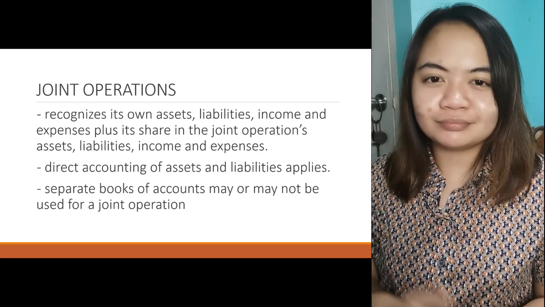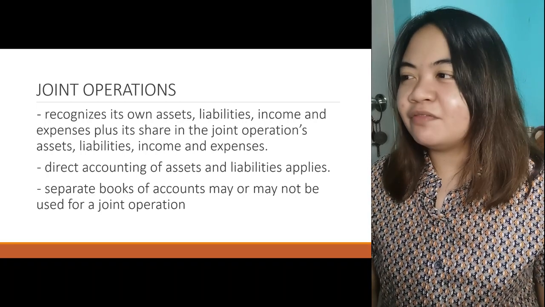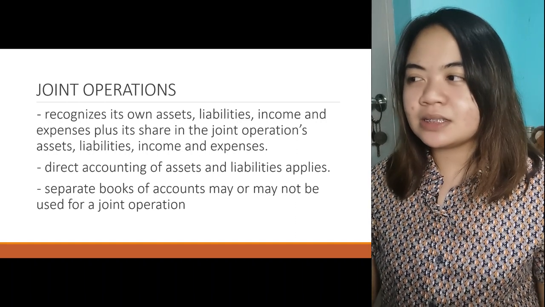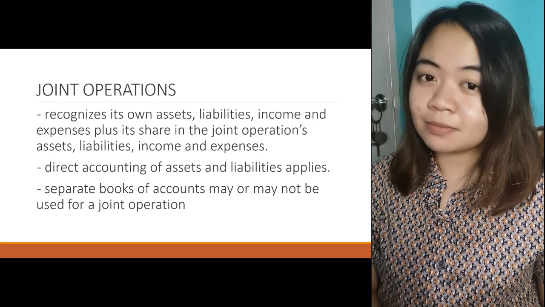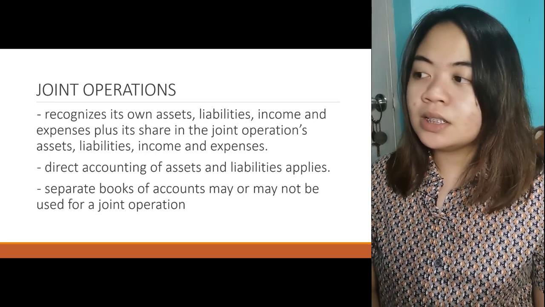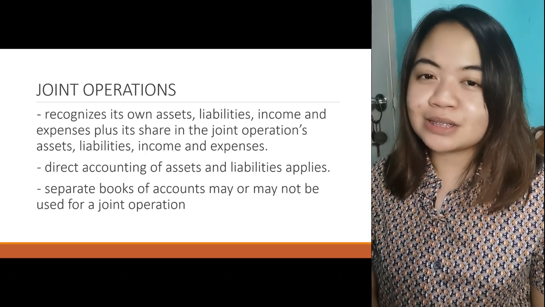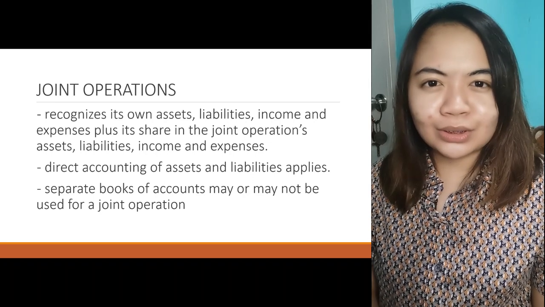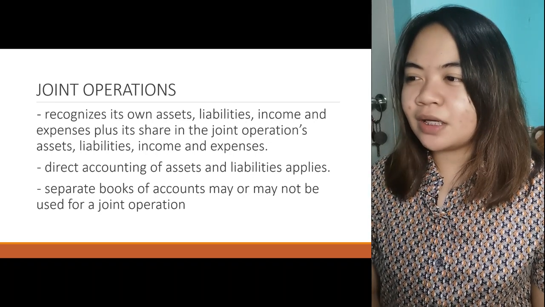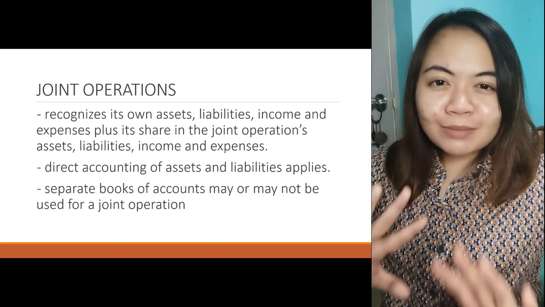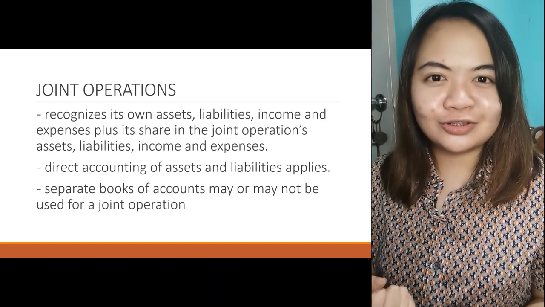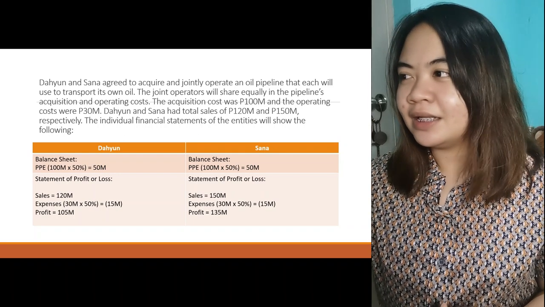So, ito na. So, we have recognizes its own assets, liabilities, income, expenses, plus its share in the joint operation's assets, liabilities, income, and expenses. So, ganyan siya i-account. So, direct accounting of assets and liabilities applies. Para ka lang nag-account ng regular business eh. Separate books of accounts may or may not be used for a joint operation. So, para ka mag-accounting uli ng panibago dito. Okay? So, let's try this.